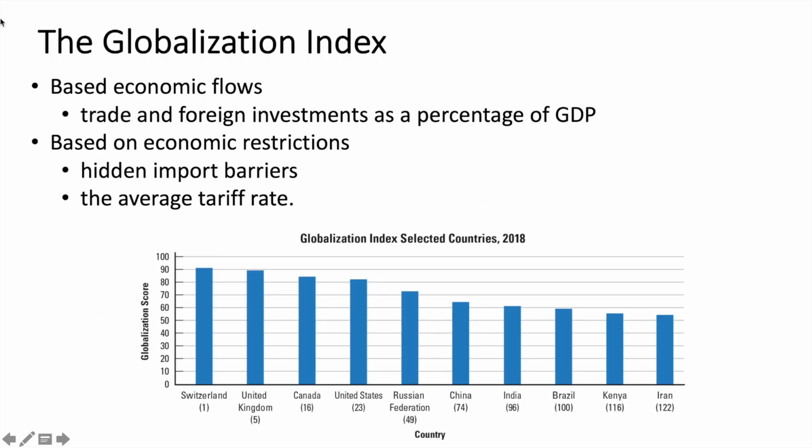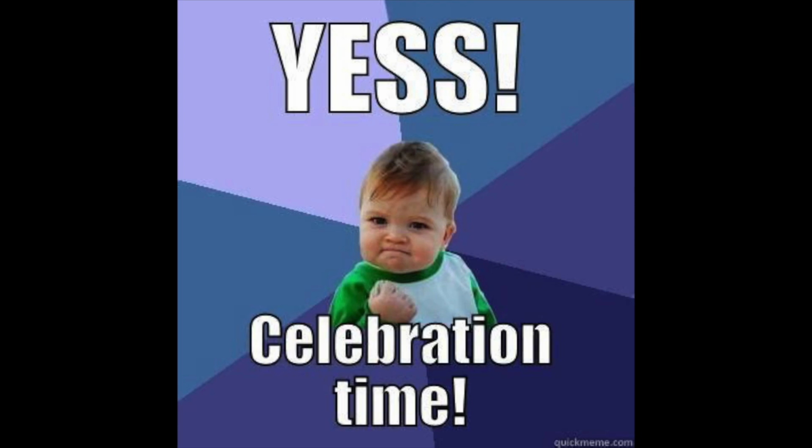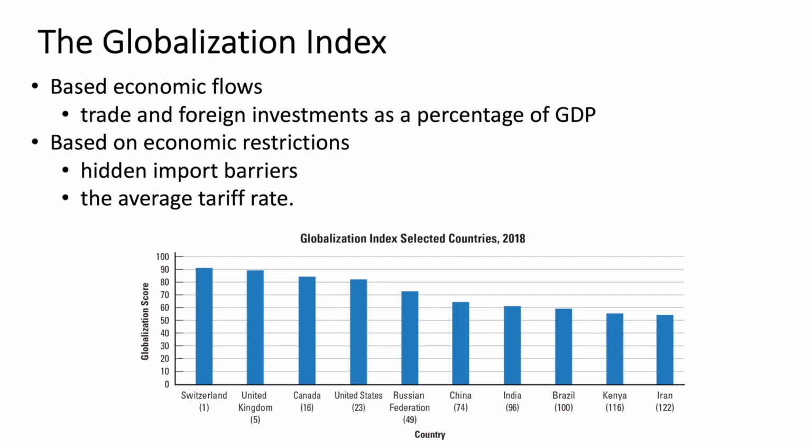We're back and we're taking notes on the costs and benefits of globalization. This is the very last set of notes in econ, so you can rejoice. You've made it. Let's talk about the Globalization Index.